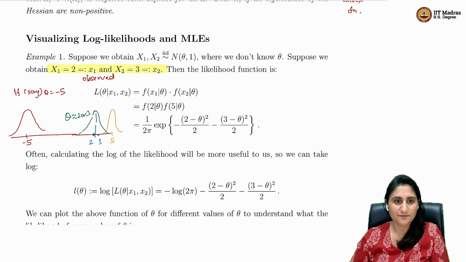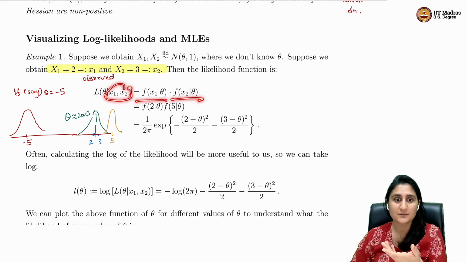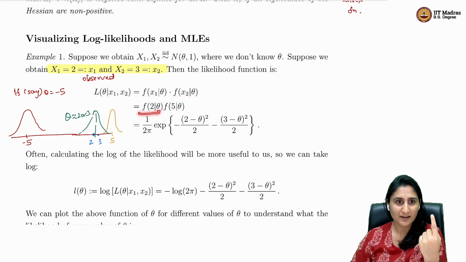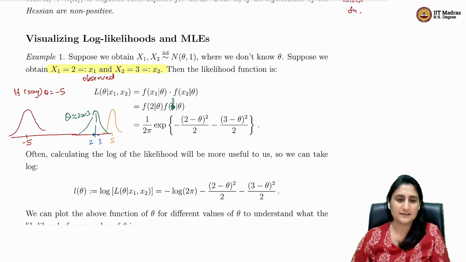Mathematically, we know what the definition is. L of theta given x1 and x2 will just be the product of f of x1 given theta and f of x2 given theta. But again, recall, this is conditional on the actual data that I've observed. That means I put in the value of the data that I've observed to give me a function of theta. So I'll get f of 2 given theta, which is x1, and f of, okay, this is a typo, this should be 3. F of 3 given theta.